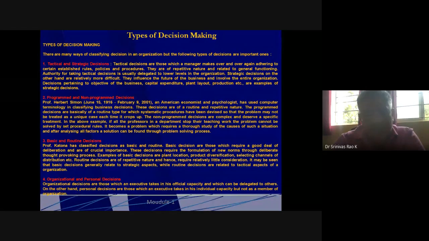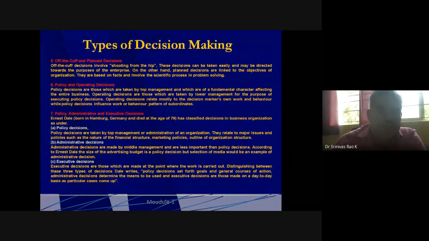Of course, you know what personal decisions are and what organizational decisions are. Anything related to companies and organizations is organizational, and anything related to your personal life is a personal decision. Organizational decisions are taken at the executive level, in an official capacity, and can be delegated to others. But personal decisions are taken at the individual capacity. So then there are off-the-cut and planned decisions.